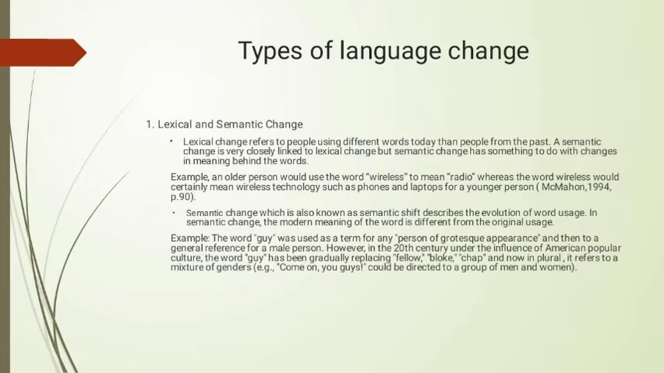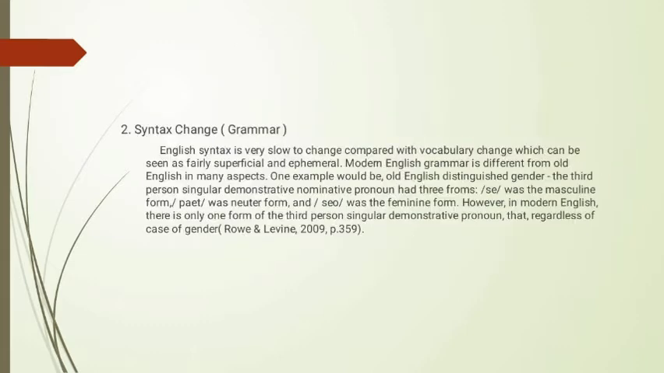Like, for example, "come on, you guys" could be directed to a group of men and women. And then syntax change, or grammar. English syntax is very slow to change compared with vocabulary change, which can be seen as fairly superficial and ephemeral. Modern English grammar is different from Old English in many aspects.